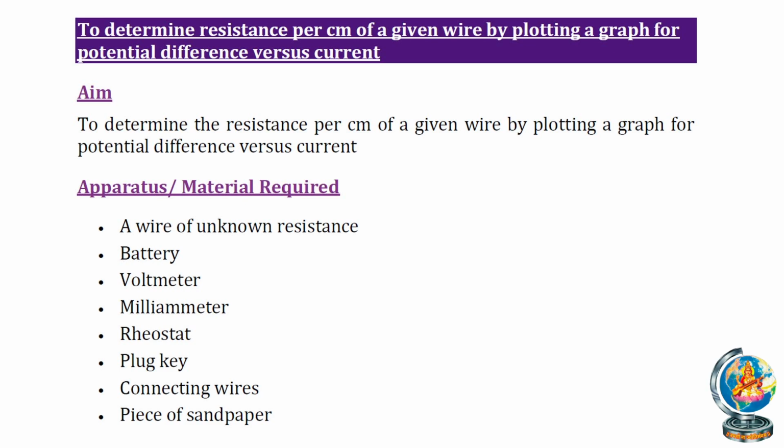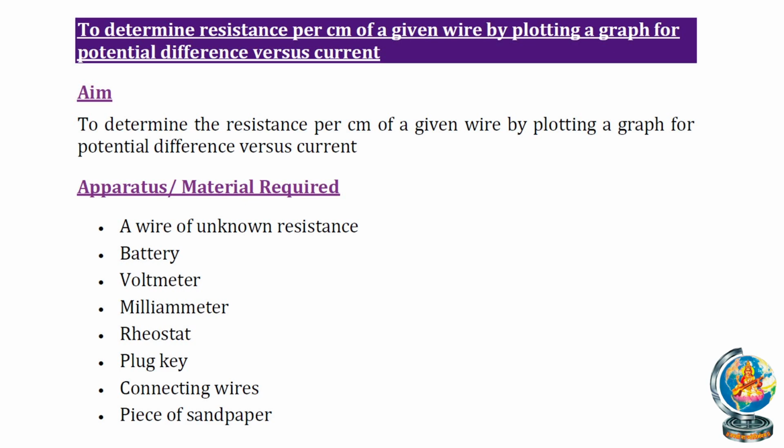Yes, now moving to the apparatus and material required for this experiment. The very first thing we need is a wire of unknown resistance, whose resistance needs to be determined. Second, we need a battery, voltmeter, milliammeter, and rheostat. Now here the question arises, what is a rheostat? A rheostat is a variable resistance which is used to control the flow of current in the circuit.